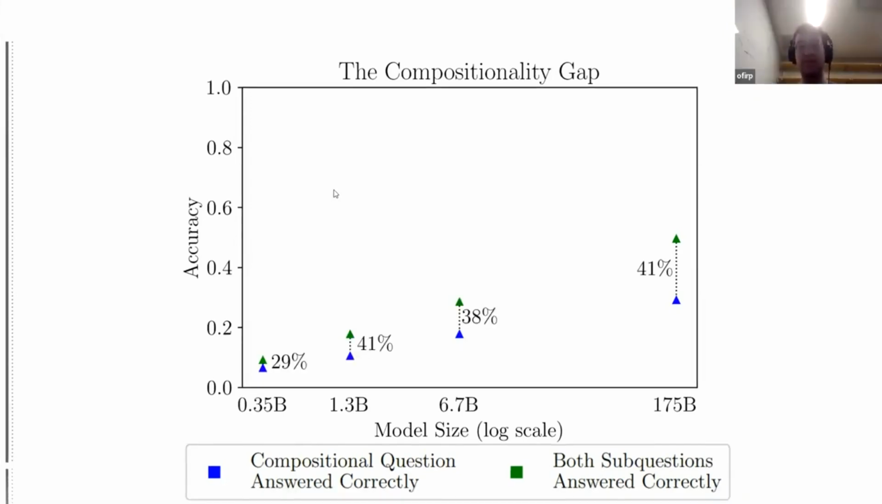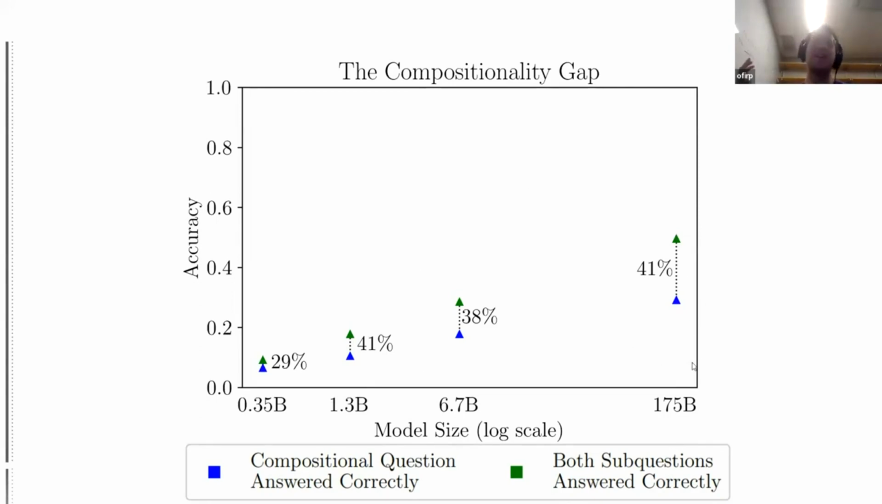So the even weirder thing about the compositionality gap is that it doesn't shrink as we increase model size. So between 1 and 175 billion parameters, it stays at around 40%. And by the way, even in ChatGPT, it's at 40%.